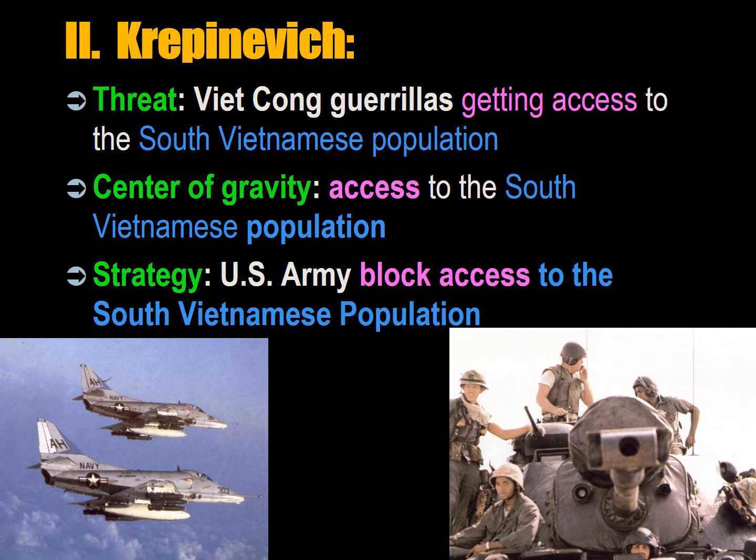Now, the second explanation for the defeat was by Krepinevich. Krepinevich argued that the threat posed to South Vietnam were the Viet Cong guerrillas who were getting access to the South Vietnamese population for recruits for the insurgency. The U.S. should have focused on counterinsurgency first and isolated the Viet Cong from the population as the British had done in Malaya. The Viet Cong center of gravity was access to the South Vietnamese population, 80% of which lived along the coastal plain.